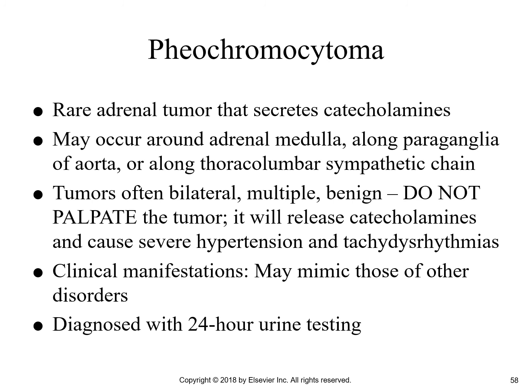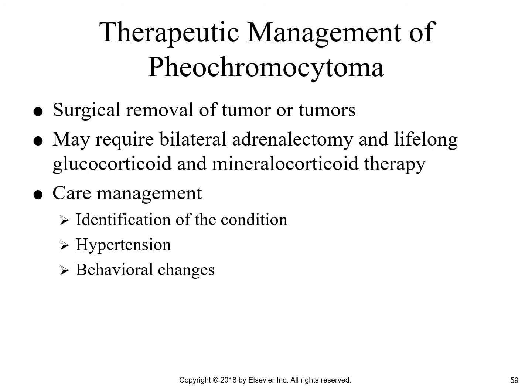Clinical manifestations may mimic those of other disorders, and they do a diagnostic 24-hour urine test. Surgical removal of the tumor or tumors may require bilateral adrenalectomy and lifelong glucocorticoid and mineralocorticoid therapy. Care management: identification of the condition; hypertension and behavioral changes may be noted.